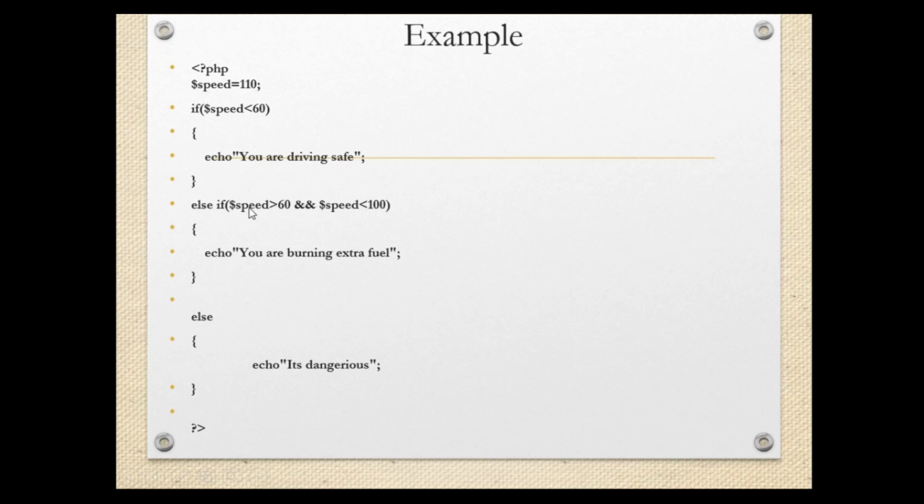In the second part, we are checking if speed is greater than 60 and less than 100, so it will not go in this part also, because we are taking speed as 110, which does not satisfy this condition. It is not satisfying this condition and again this condition, so it will automatically go in the last part, that is echo it is dangerous.